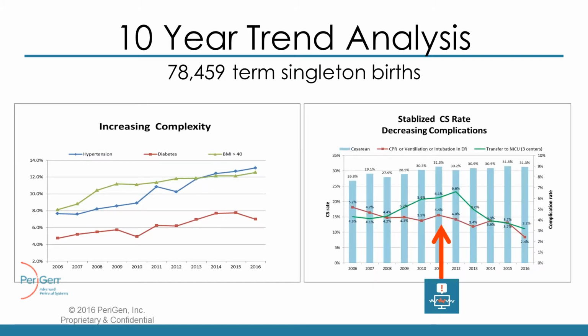The blue columns represent cesarean section rates, and you can see that they were rising until PeriGen's modules were introduced around 2011, and then they stabilized. The rate of babies requiring CPR or ventilation at birth in red fell steadily over the decade, and the rates of babies requiring transfer to the NICU in green rose between 2006 and 2012, and then reversed directions and fell.